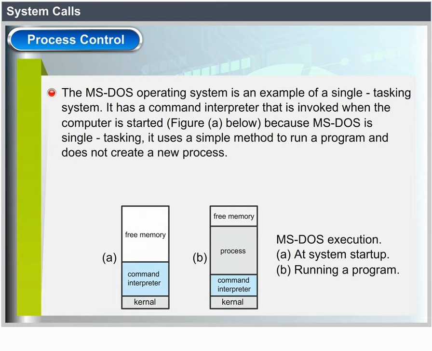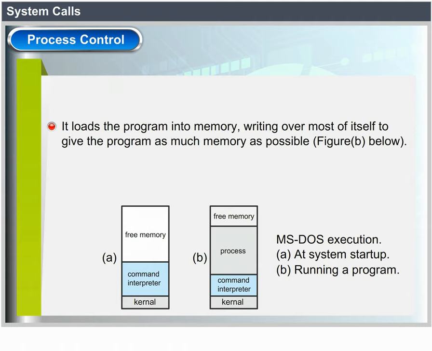Because MS-DOS is single-tasking, it uses a simple method to run a program and does not create a new process. It loads the program into memory, writing over most of itself to give the program as much memory as possible, as shown in Figure B below. MS-DOS execution. A. At system startup. B. Running a program.